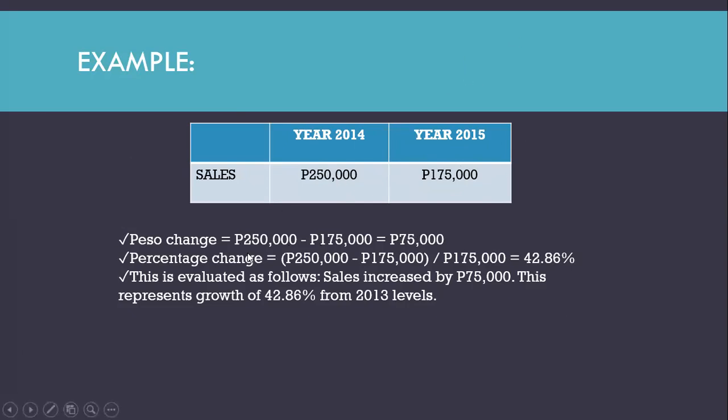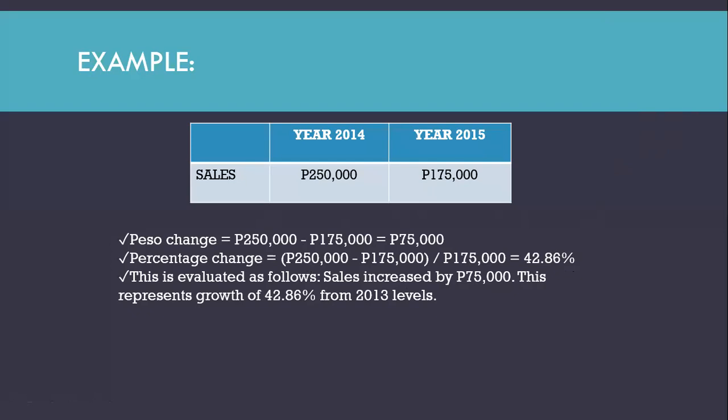Sa percentage change, 250,000 minus 175,000 divided by 175,000 is equal to 42.86%. So, this is evaluated as follows: sales increased by 75,000. This represents growth of 42.86% from 2013 levels. Okay, so yan po ang ating analysis dyan. Madali lang siyang computein kasi meron na tayong formula.